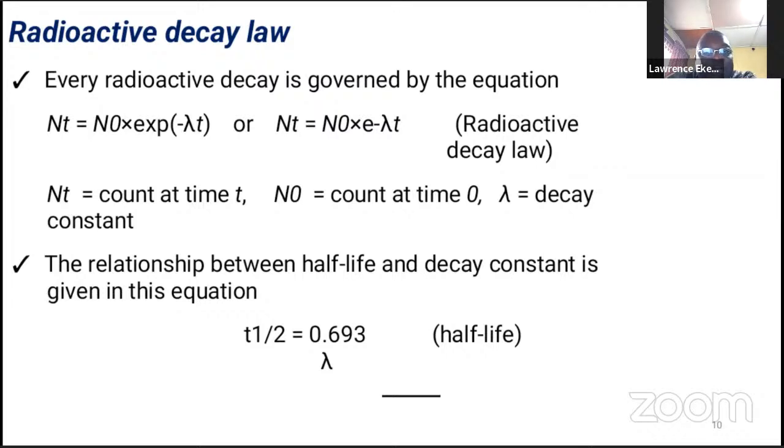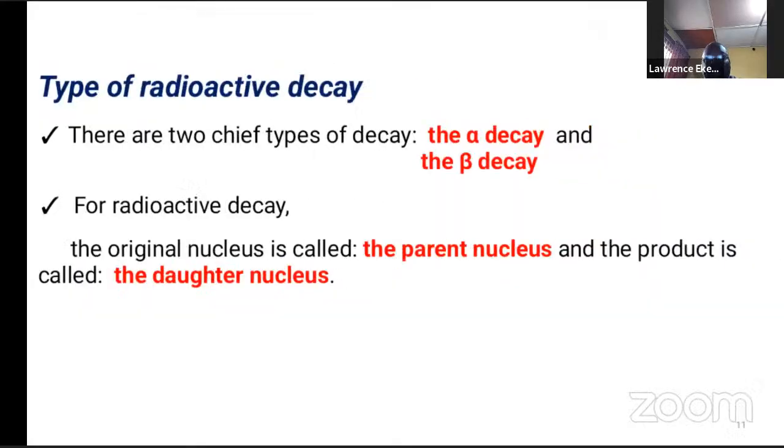This equation is very, very important. The half-life, T half, is equal to 0.693 over lambda. This is the equation for the half-life of a radioactive decay. So please, take note of it. These two equations are very important: N_t is equal to N_0 exponential of minus lambda t, where N is the radioactive count. The radioactive count at time t is N_t. The radioactive count at time 0, at the very beginning before the commencement of radiation, is N_0. Lambda is the decay constant, while t is the time.